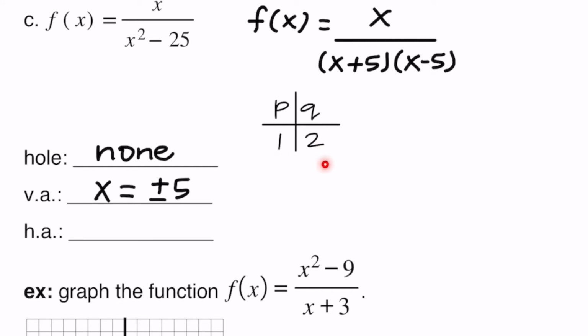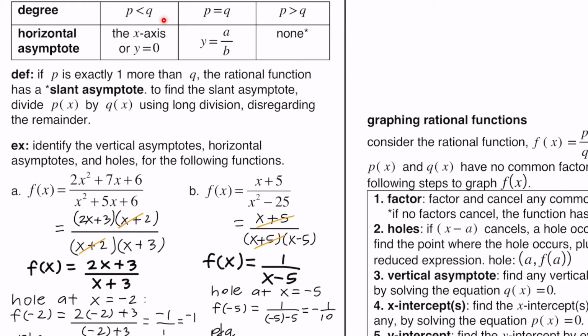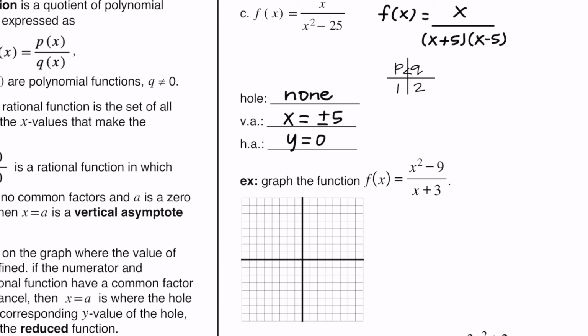And then we compare the values with either a less than, an equal to, or a greater than symbol. So since 1 is less than 2, I wrote P less than Q. And again, I'm going to go back to the chart, and since P is less than Q, the horizontal asymptote is the line y equals 0. All right, so we have everything filled out right here.